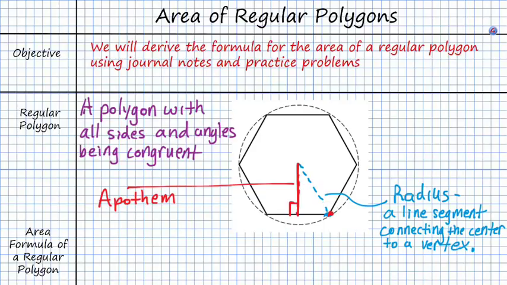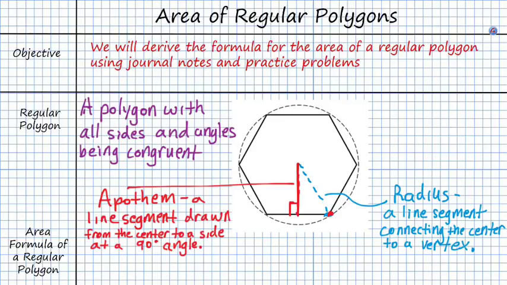And the apothem is a line segment drawn from the center of the polygon to the side that is perpendicular. So that apothem is that line segment drawn from the center of the polygon to the side, forming a 90-degree angle. Now, knowing the apothem, that is our key to finding the area of a regular polygon.